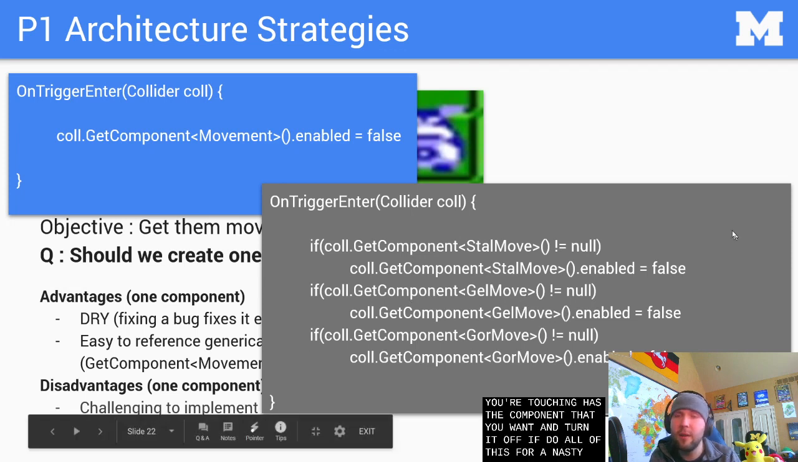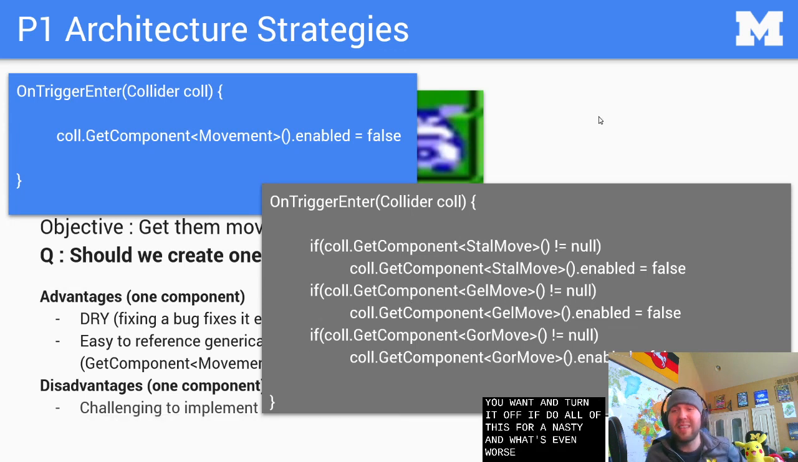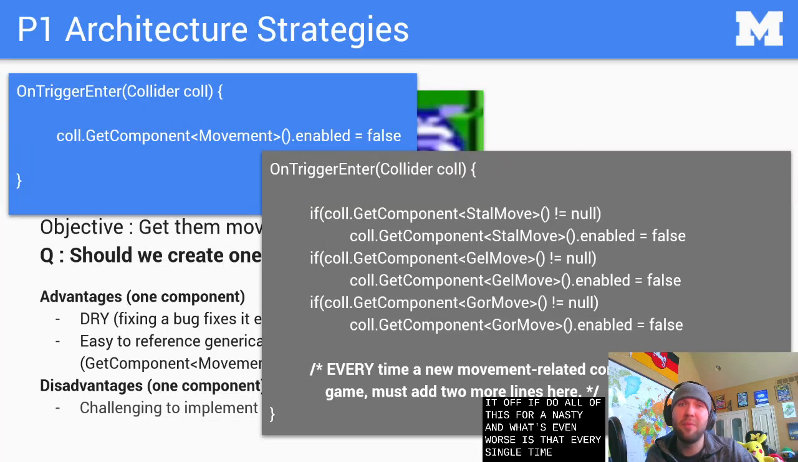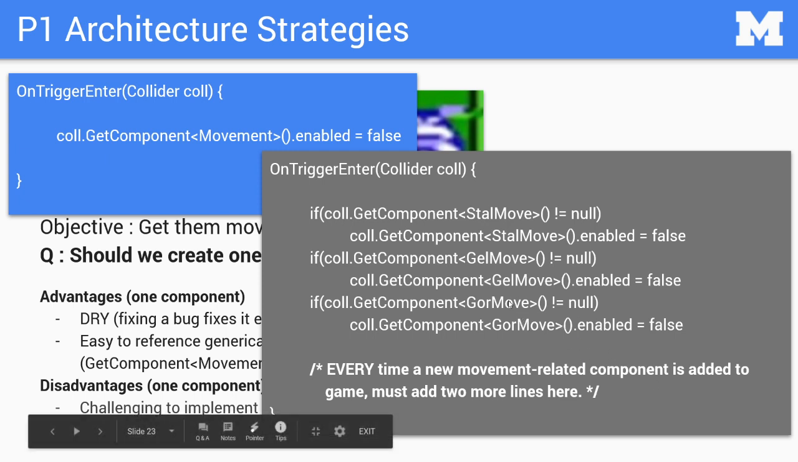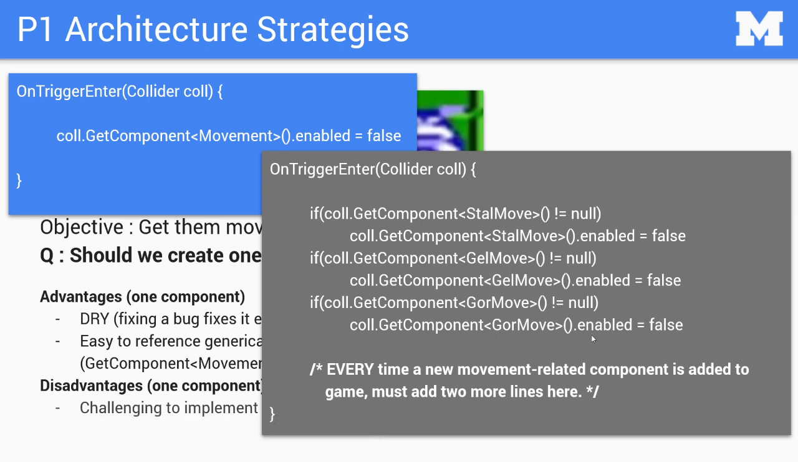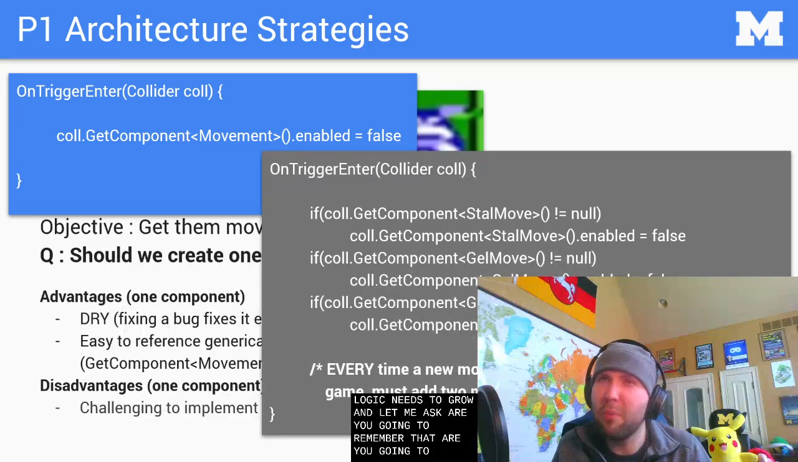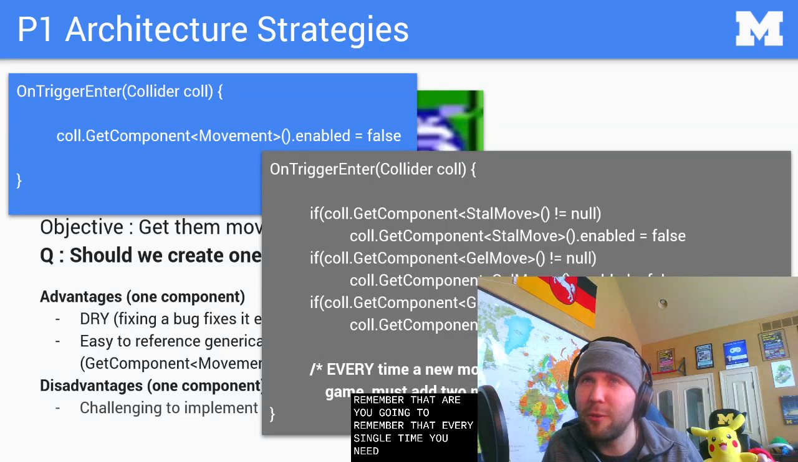It's very nasty. And what's even worse is that every time you create a new enemy and a new movement component, you have to remember to add 2 new lines to this piece of code. This logic needs to grow by 2. And let me ask, are you going to remember that? Are you going to remember that every single time you need to?